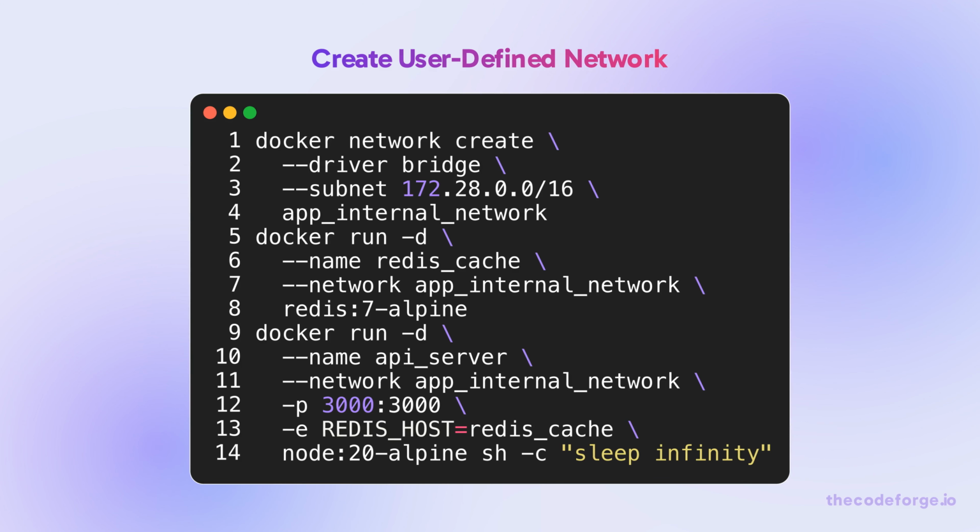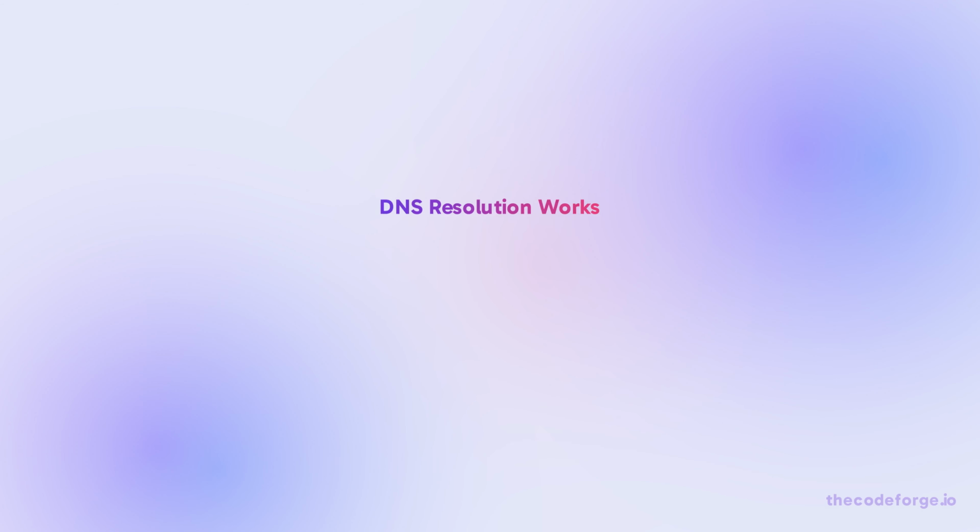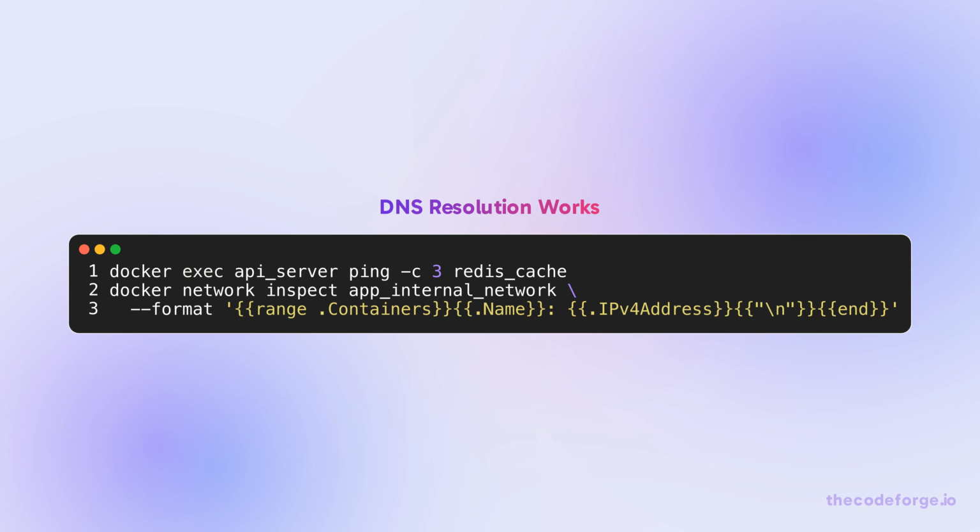Create a user-defined bridge network with docker network create. Then start containers on that network. Notice the API container uses redis-cache as the hostname. Docker DNS resolves it automatically. No IPs needed. From inside the API container, we can ping redis-cache by name. Docker's embedded DNS resolves it to the container's IP. The network inspect shows both containers connected with their IPs.